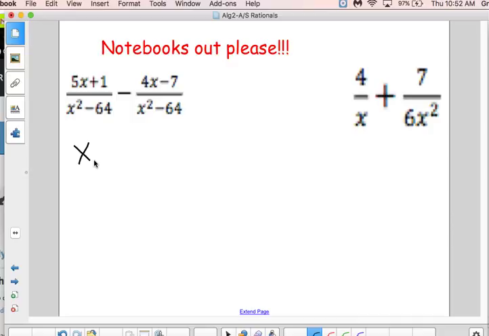-6. What is 1 minus -7? Oh. 8. I don't know why I'm putting this in parentheses. And then when you put them together, one denominator, we've done our adding. So it's always adding and then simplifying.